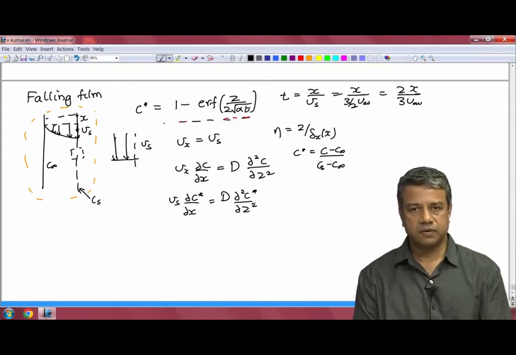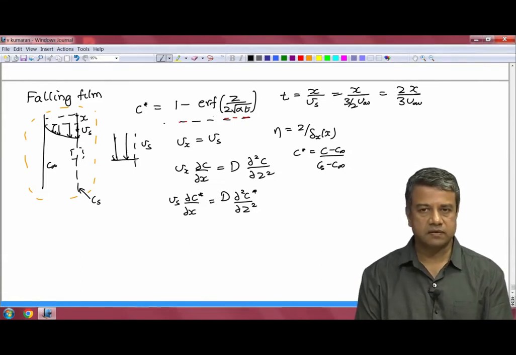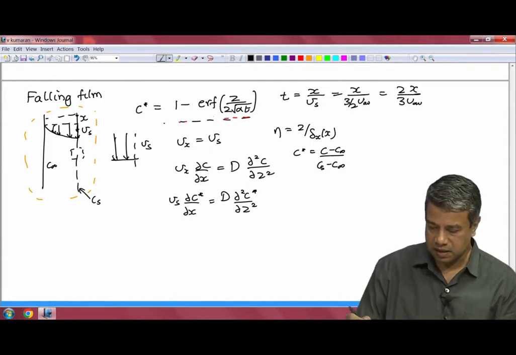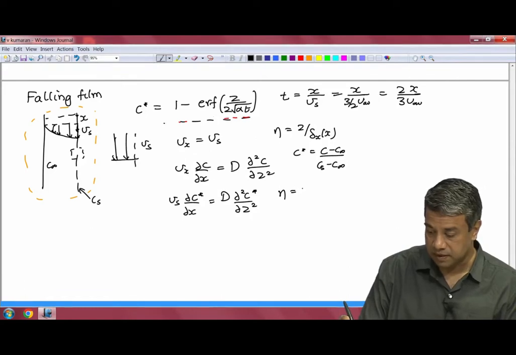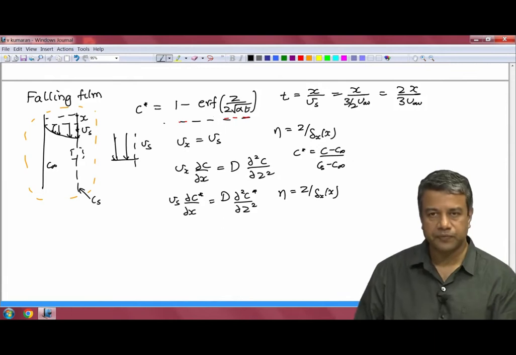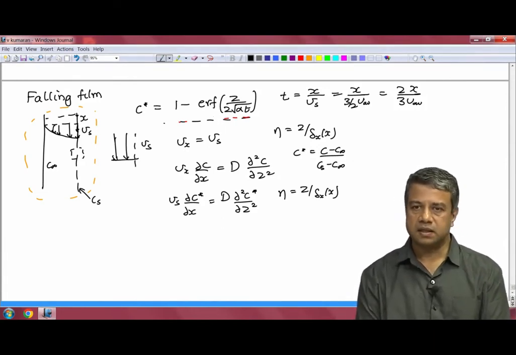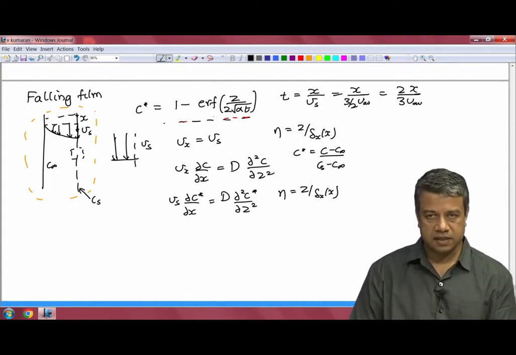And then I have to use differentiation by chain rule to express the variation of concentration with x and z in terms of the boundary layer thickness, the similarity variable z by delta of x. Substitute that in there and use the same procedure as we had used for the flow past a rigid surface, except that the velocity in this case is non-zero at the surface. That I will leave as an exercise.